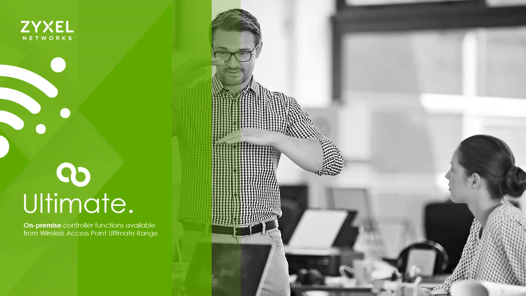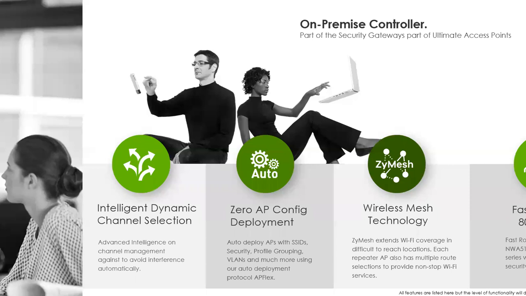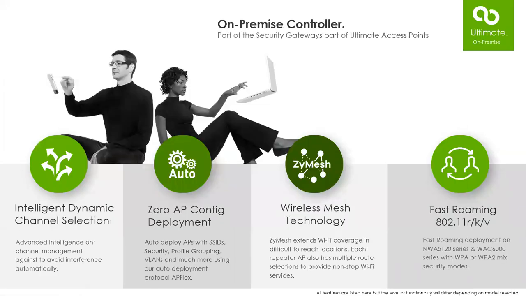So let's go through and talk about some of the stuff here. On the Ultimate line, as we mentioned before, we have the ability to use an on-premise controller, specifically the controller that's built into the Zyxel series of products. I'll go through some of the features you get with the on-premise controller. For the most part, they overlap pretty significantly with Nebula if you'd prefer to use Nebula. But there are people out there that, for whatever reason, still want to use a local controller.